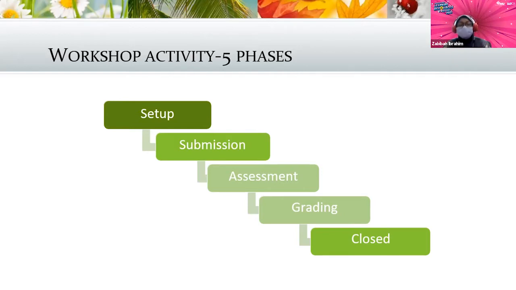Then the following phase will be the assessment, which is where the actual peer assessment happens. During this assessment, the students will be allocated submissions among them, and they have to individually assess every submission that is allocated to them.